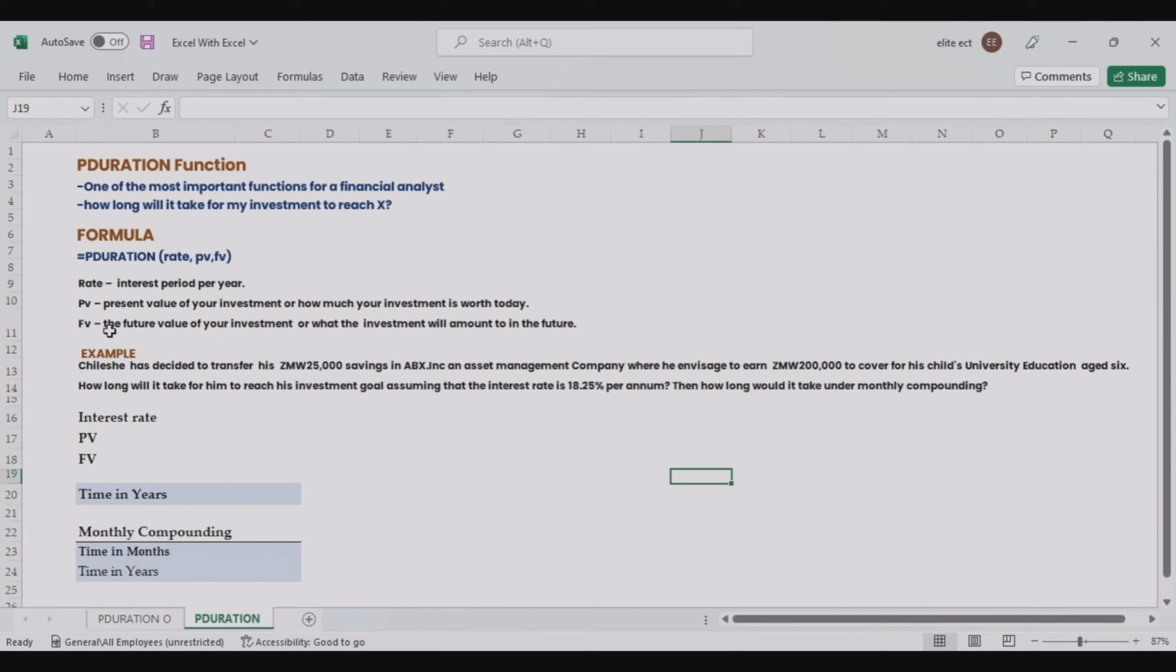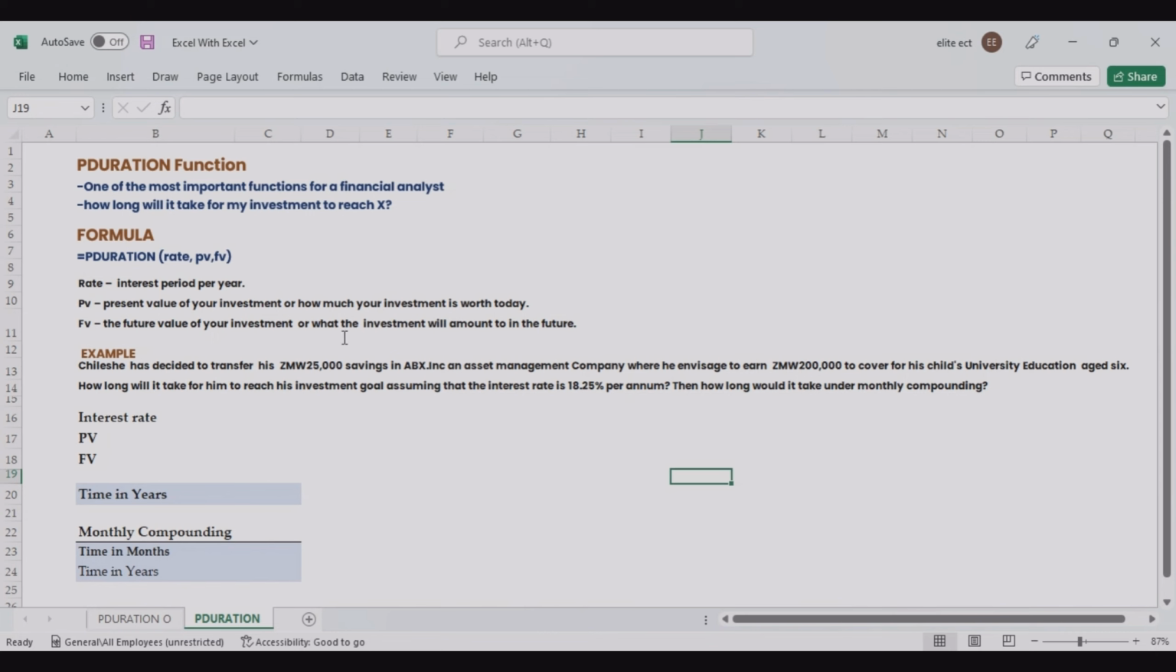At the end of the period, what value do we want to achieve? What's the future value? Where do we want to be at the end of the investment horizon? This function helps us find the period it will take for us to reach that future value. Once we know these three key inputs, answering how much time we need to achieve this value becomes much easier using the PDURATION function.